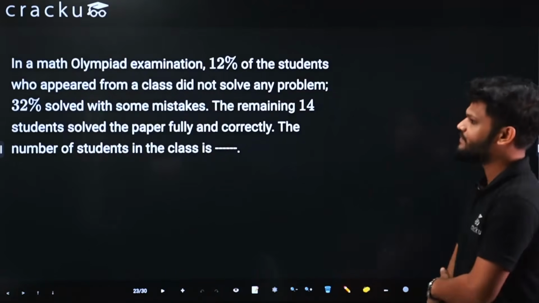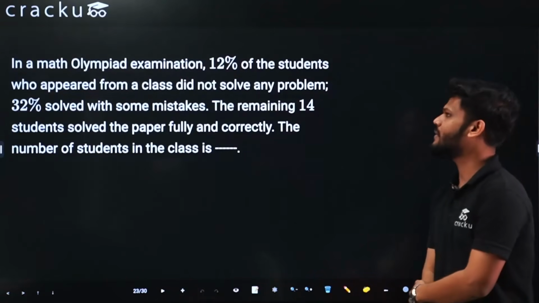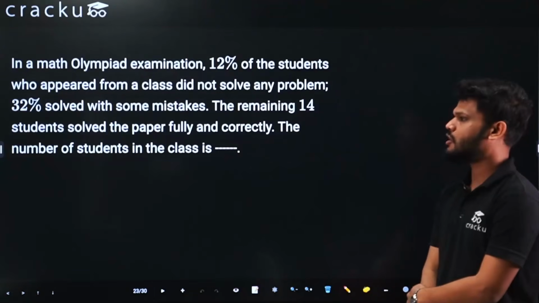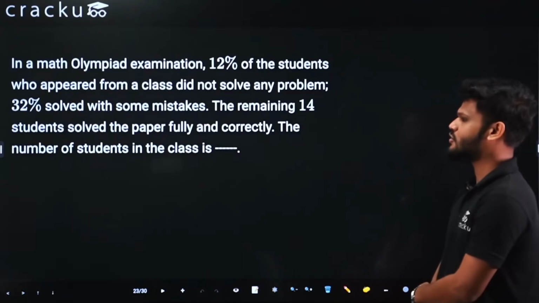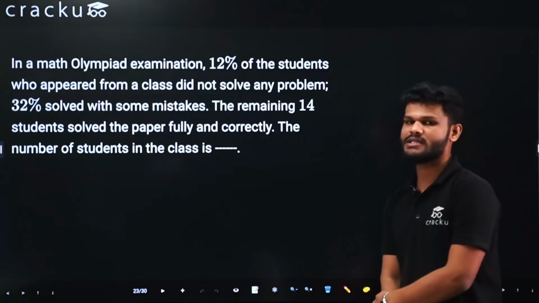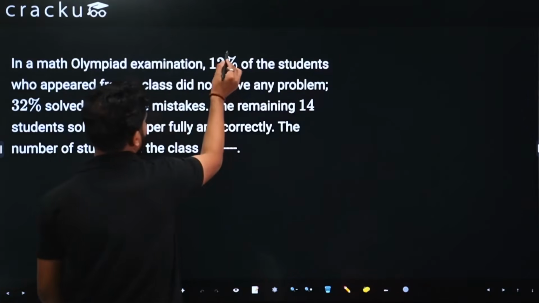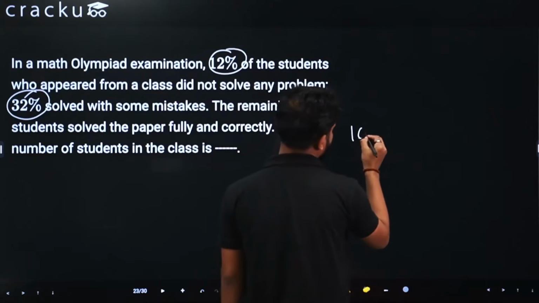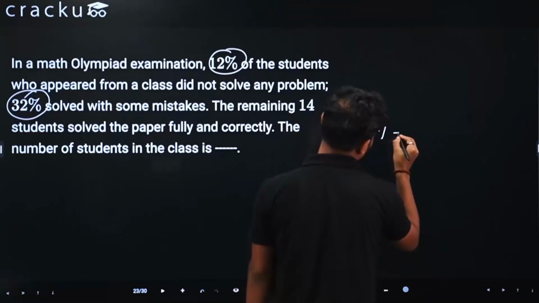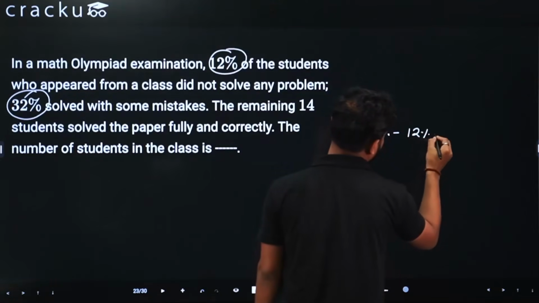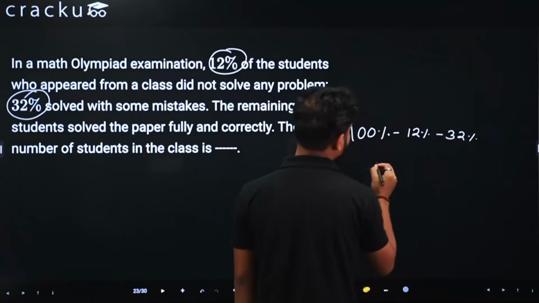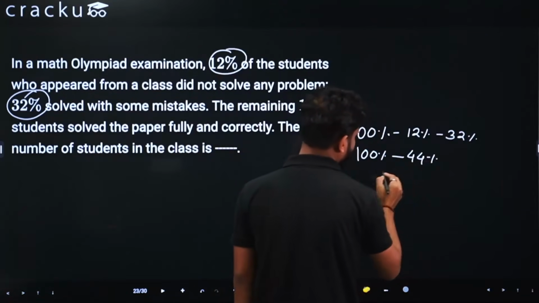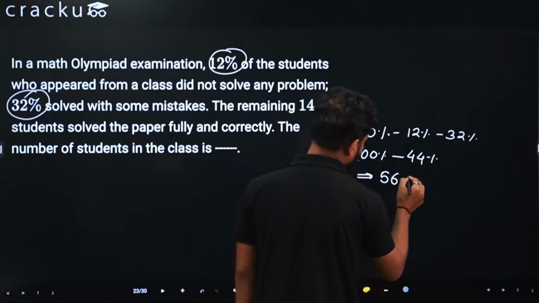So in this question it is asked, in a math Olympiad examination, 12% of the students who appeared for the class did not solve any problem. 32% solved with some mistakes. The remaining 14 students solved the paper fully and correctly. The number of students in the class is what? Now 12%, 32%. How many are remaining? Remaining are 100% minus 12% minus 32%. This is 100% minus 44%. This is nothing but 56%.